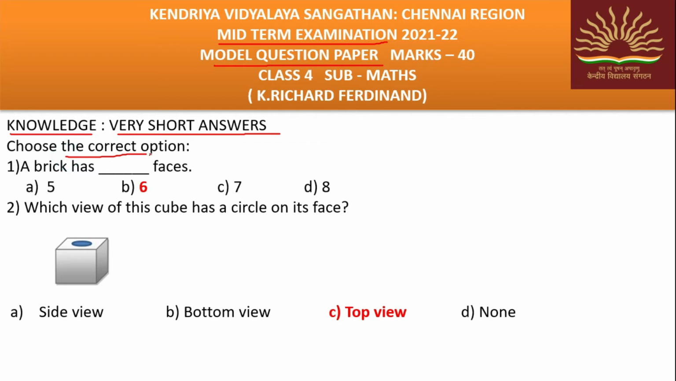Select the correct option. A brick has dash faces. A brick has 6 faces. Which view of this cube has circle on its face? You can see the circle on its face at the top view. So the answer is top view.